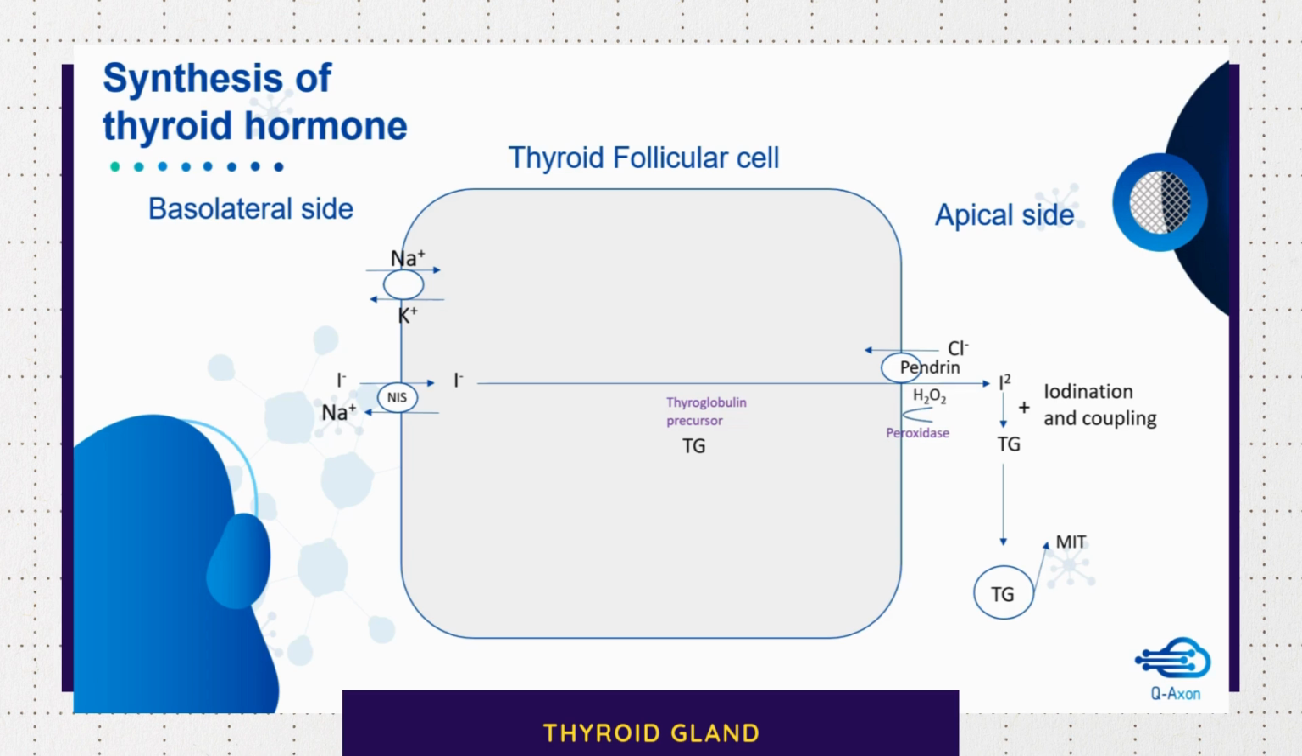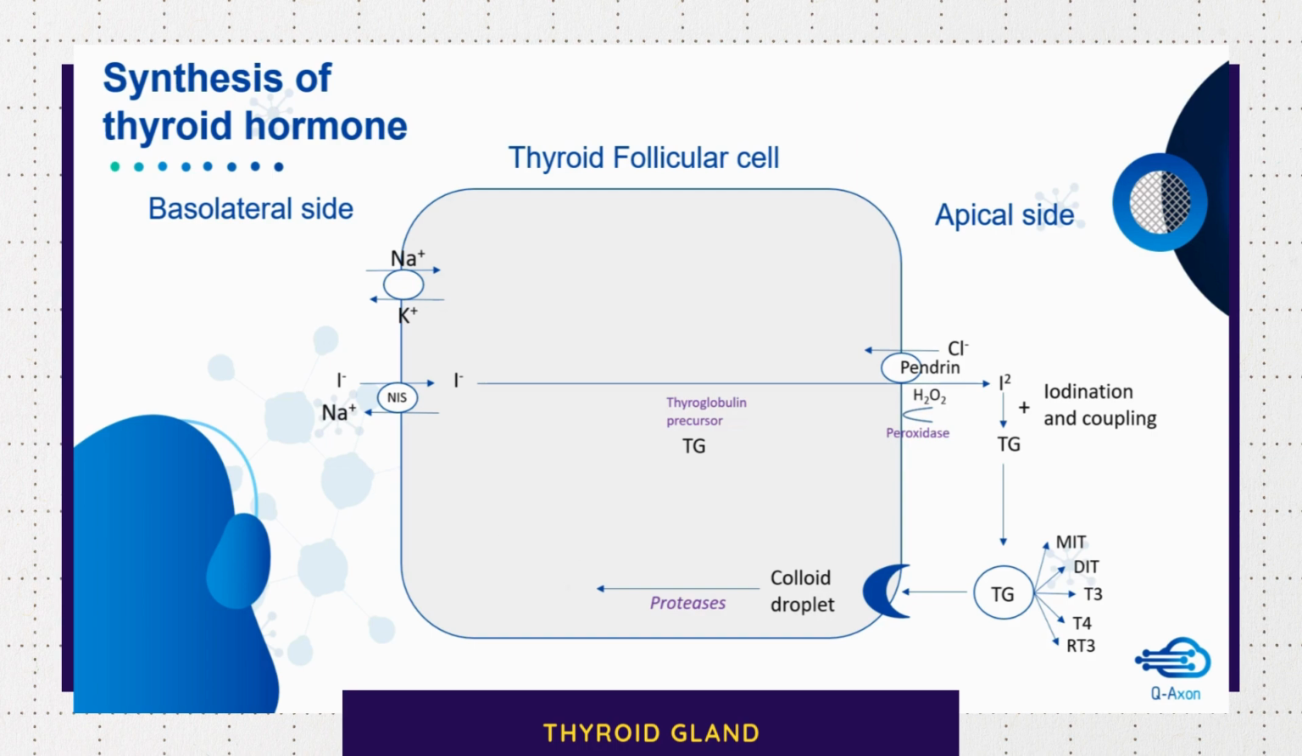Now we have MIT, that is monoiodotyrosine, and DIT, diiodotyrosine, which are formed as a result of organification. One molecule of DIT and one of MIT combine together to form T3. Two molecules of DIT combine to form T4. The thyroglobulin is still attached to all the molecules that have been formed. Now this thyroglobulin, still attached to all these molecules, enters into the thyroid follicular cell through a process of pinocytosis.